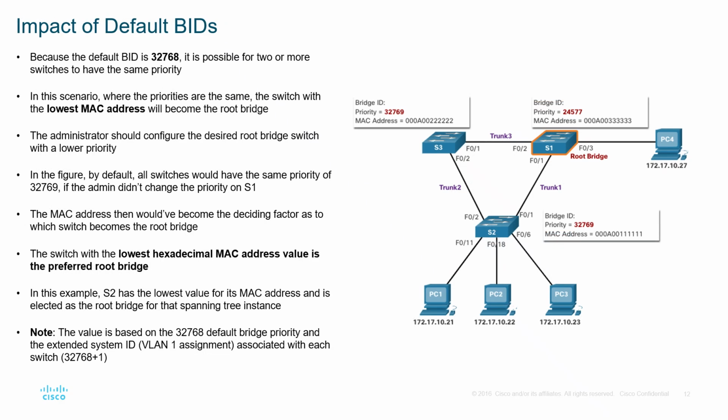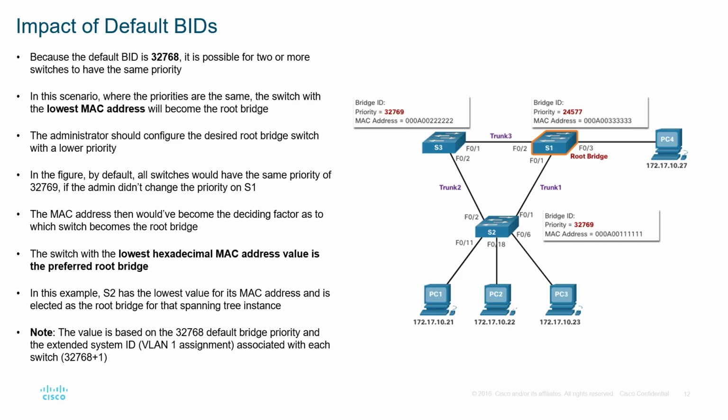Now, because of the default BID of 32768, it is always possible for two or more switches to have the same priority. In this scenario where the priorities are the same, the switch with the lowest MAC address will become the root bridge, unless we manipulate something. So by default, our devices acting without our interplay will do it this way. The administrator should configure the desired root bridge switch with a lower priority, as you see here.